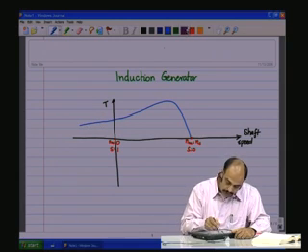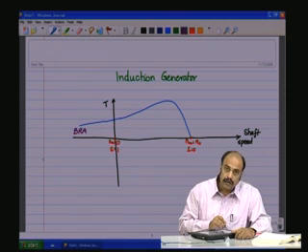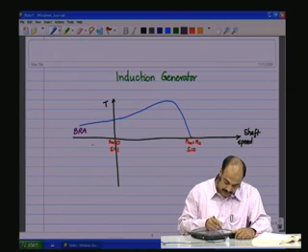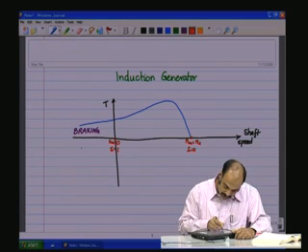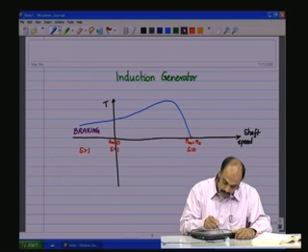So here in this region we are having negative speed, or in other words slip is greater than 1, and that is the braking zone. So in the braking zone we are having slip greater than 1. This is the motoring zone.